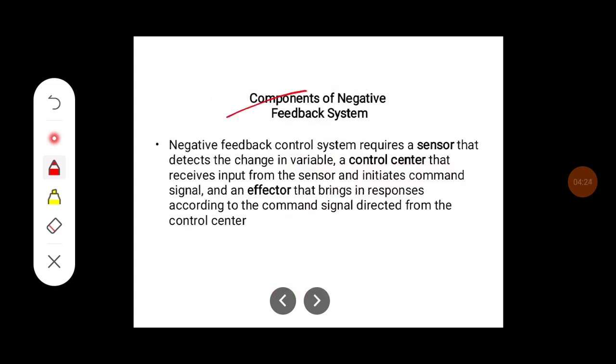Components of negative feedback mechanism. Negative feedback control requires a sensor that detects a change in the variable, a control center that receives input from the sensor and initiates a command signal, and the effector that brings the responses according to the command signal directed from the control center.